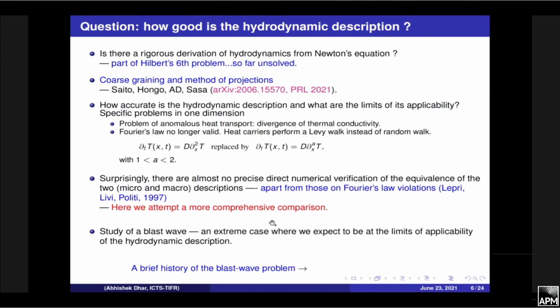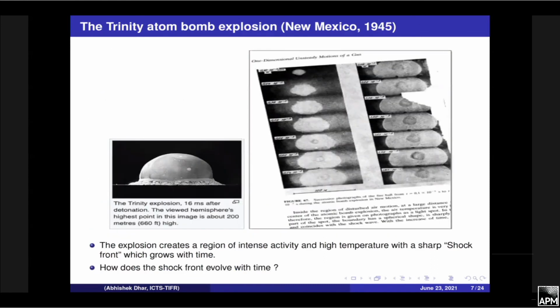Okay, so let me just talk a bit about the history of this blast wave problem, which is actually quite interesting. Some of the first work was done at the time of the Trinity atom bomb explosion in 1945. Here I show a picture of the first atomic bomb explosion, and these are photographs of the blast at different instants of time. I think the time scale is milliseconds, and you can see this blast.